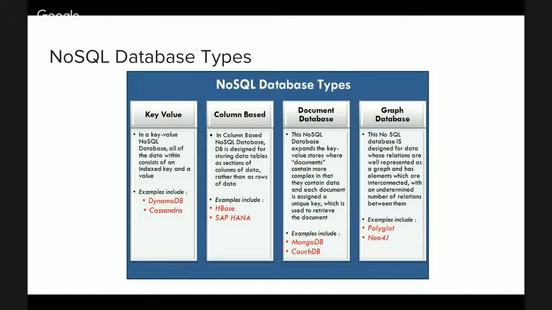The NoSQL database types: we can see there are four types, and the first is key value. In a key value NoSQL database, all of the data within consists of an indexed key and a value. Also, the second is column-based. Third is the document database. And the fourth one is the graph database. Then we can see that there are some examples there to describe the NoSQL database.